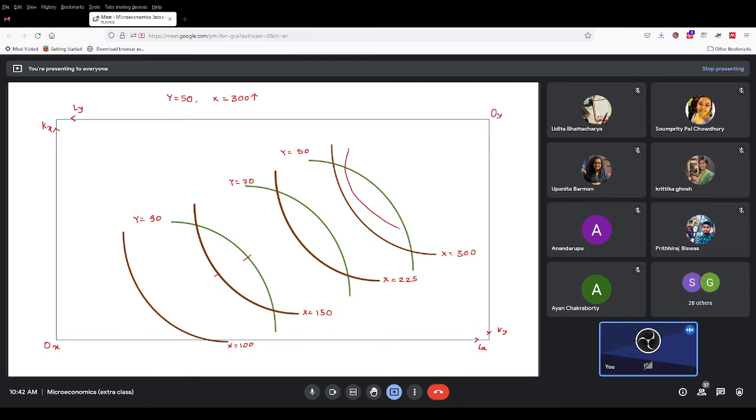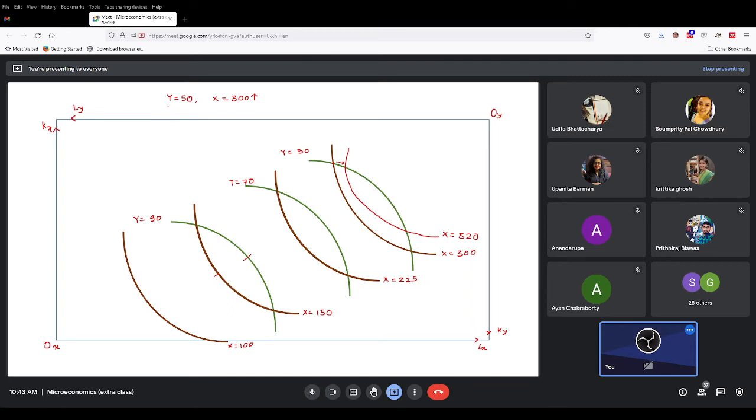Look at this isoquant. What is X? Well, more than 300. Let us say 320. So that means if I'm just talking about intersection, this cannot be a Pareto optimal point. I can move from here to here. I'm increasing the production of X.